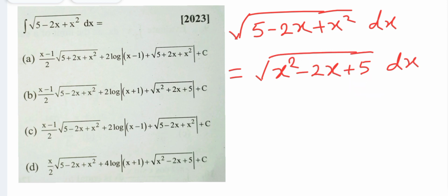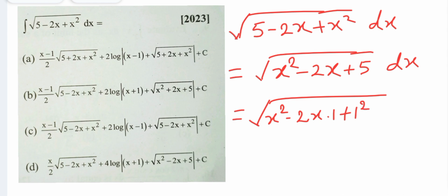Now in this form, x square minus 2x, I can write like this: square term x square minus 2 into x into 1. So I'm doing this, plus 1 square I'm adding. I'm just trying to make this separate.